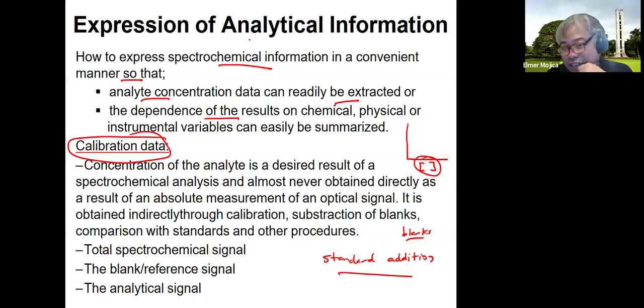Because for me, why do a standard addition calibration curve when you can just use standard addition? One blank, one known concentration, and then one is the sample. That's it.